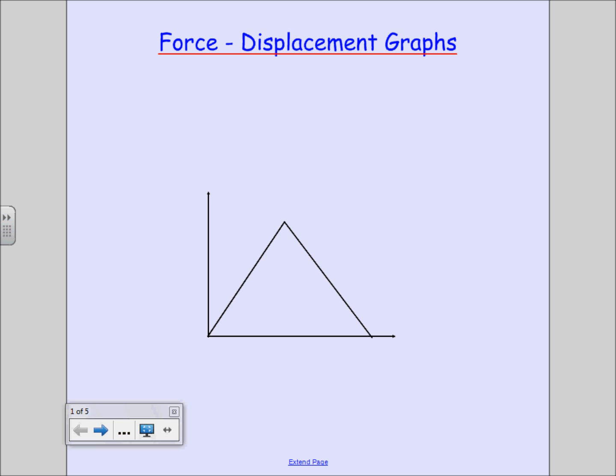Continuing with work, energy, and power, we looked in our last video at the idea of work being done when a force moves something in the direction of that force. One possibility would be that we could have a force that varies in some way according to distance or displacement, and we want to be able to, from a graph of force versus displacement, figure out the amount of work done, and that would be given effectively by the area under the graph.